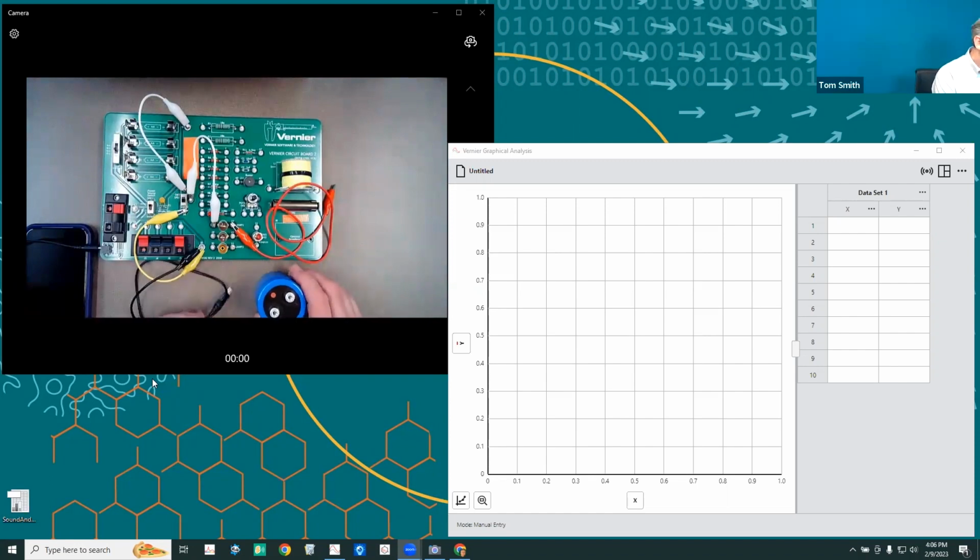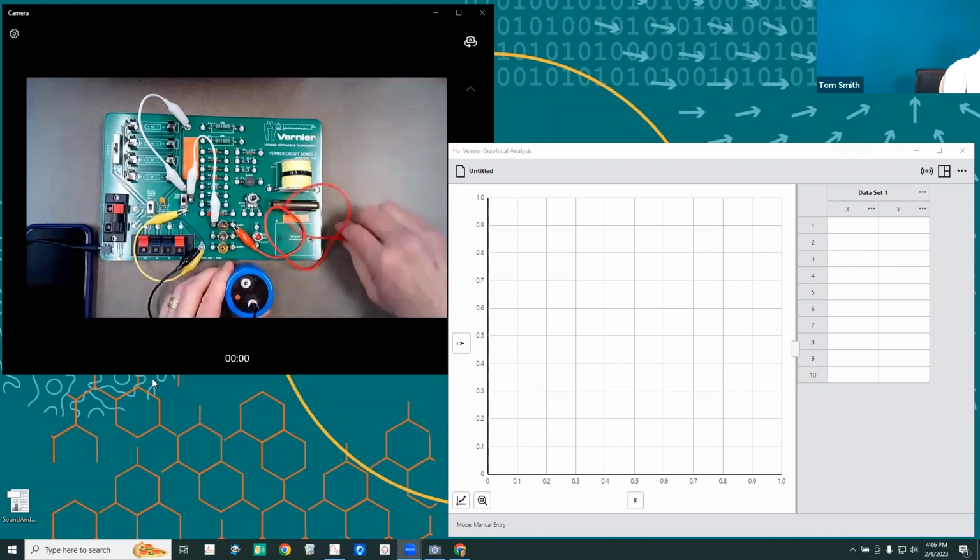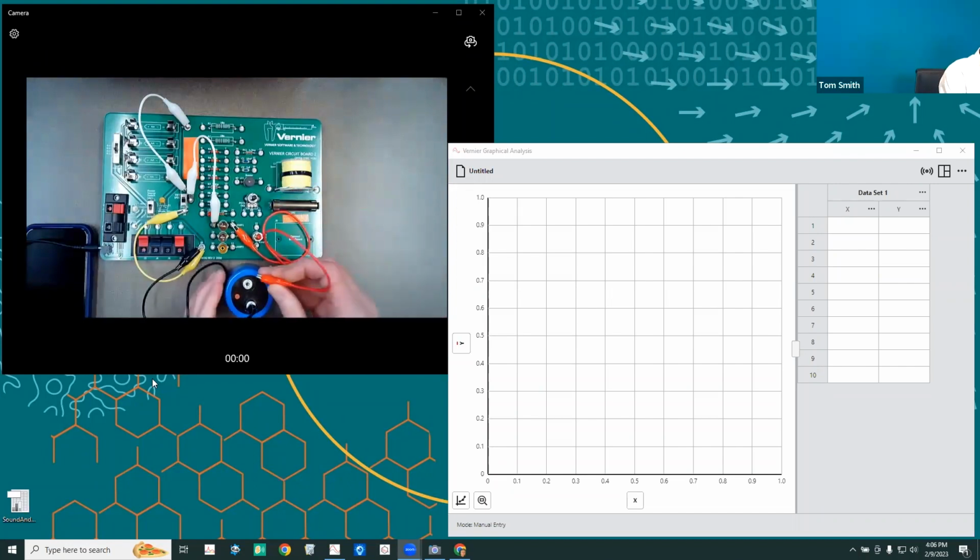Now this is a fairly large capacitor. It's a 22,000 microfarad capacitor, and it allows you to visually observe an RC circuit a little bit more readily than the components on the circuit board. This is a relatively new product at Vernier, this larger capacitor.